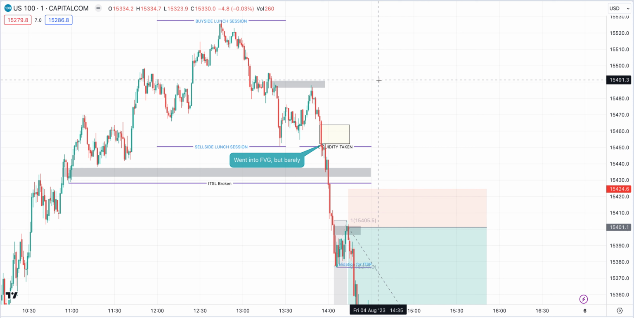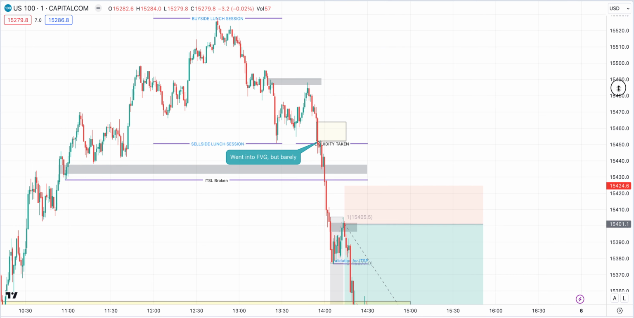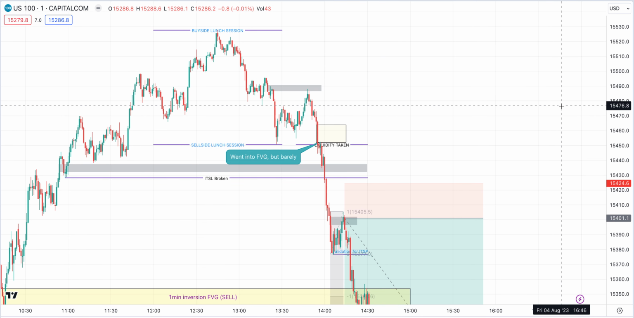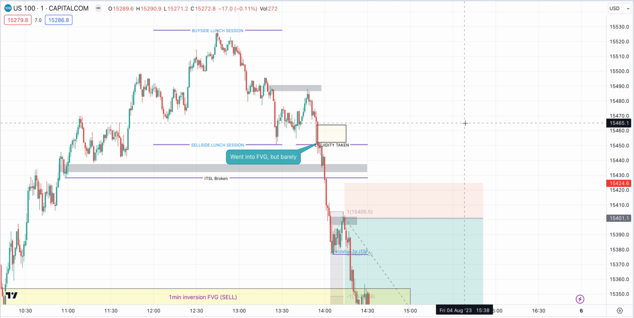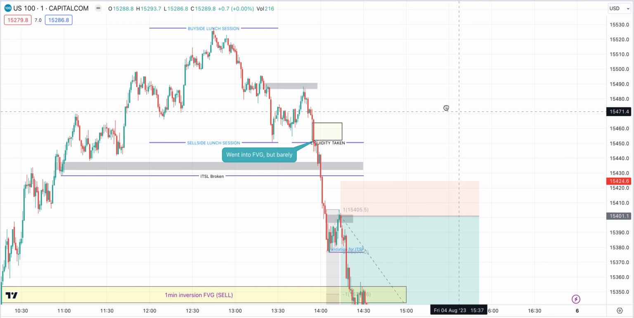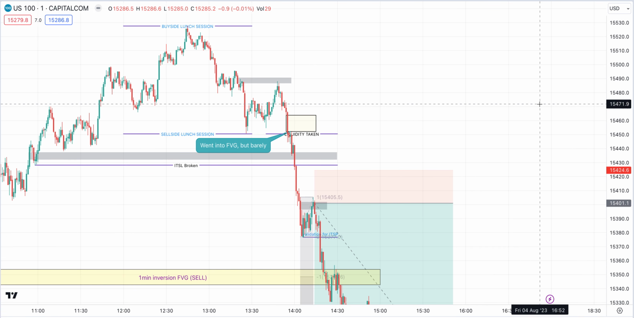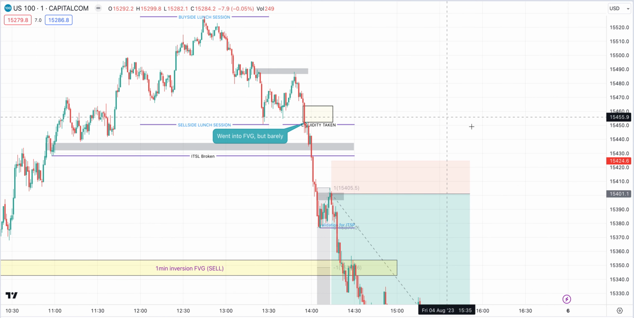For those of you who don't know, the 4th of August was the first Friday of the month, which means it's NFP release. And I didn't want to be in the markets for the whole day, so I just took the day off from trading. But this is my post-market review. So this is just my markups of if I was in the market, this is what I would have looked at and how I would have gone about it.